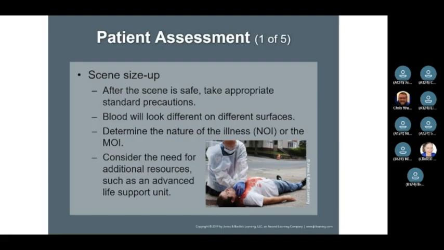Your patient assessment is your scene size up. The assessment of any patient begins with a thorough scene size up and proceeds to your general impression in your primary survey. After the scene is safe, take the appropriate standard precautions. Your gloves, your mask, eye shield, and gown. Blood will look different on different surfaces. Attempt to determine the amount of external blood loss. Determine the nature of illness or the mechanism of injury. Consider the need for additional resources such as advanced life support unit.